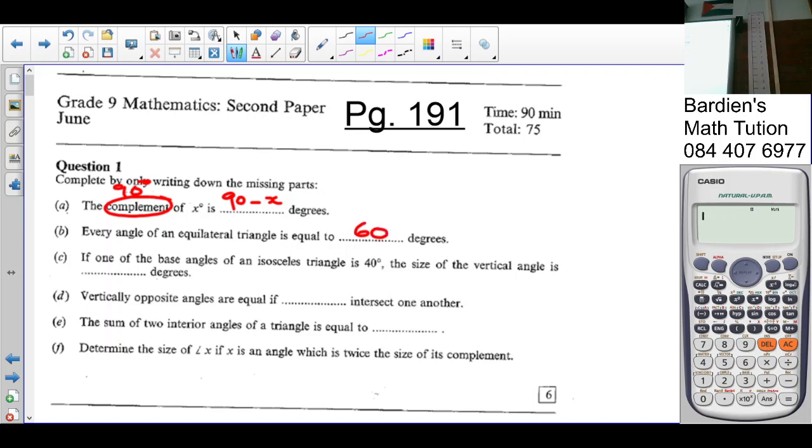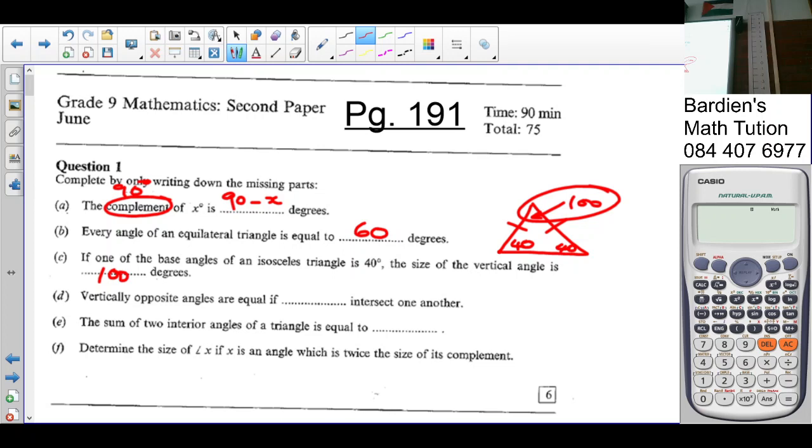If one of the base angles of an isosceles triangle is 40 degrees, so in an isosceles triangle, one of the base angles, so you've got 40 degrees. What's the size of this angle here? 40. What's the size of that angle? Angles in a triangle add up to 180, so that's 100 degrees. Not so? The size of the vertical angle that you're referring to is going to be 100 degrees.